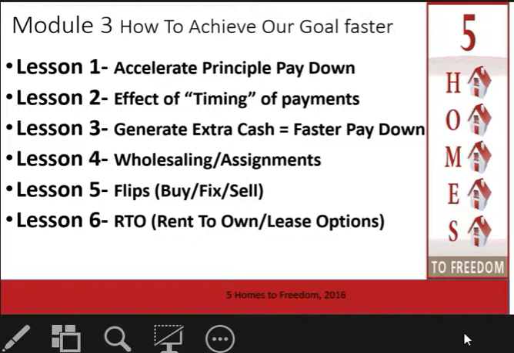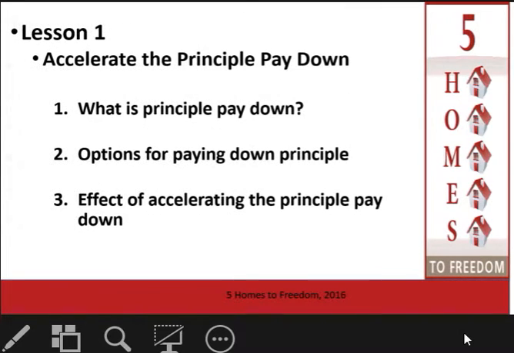So let's move forward with lesson number 1. In lesson number 1 today, what we're going to talk about is what is the actual principal paydown. A lot of people don't really understand what the concept is or what we're talking about when we say principal with respect to the mortgage payment. So we'll dig into that a little bit deeper. Then we'll talk about the different options for paying down the principal, and we'll wrap things up with showing the effect of accelerating the principal paydown as well.